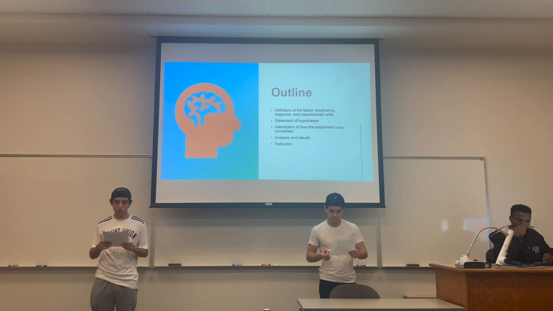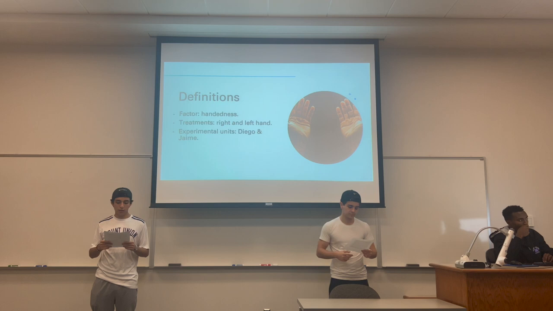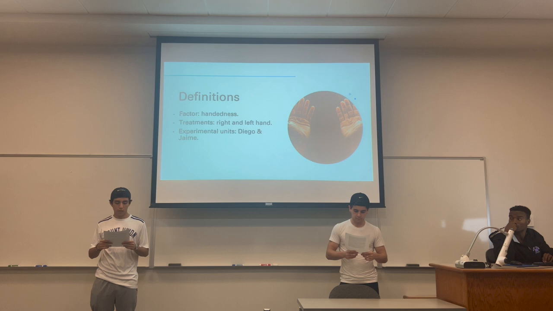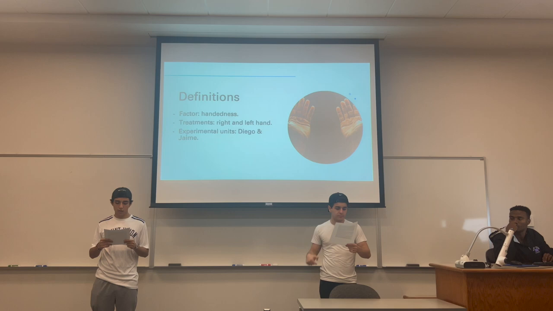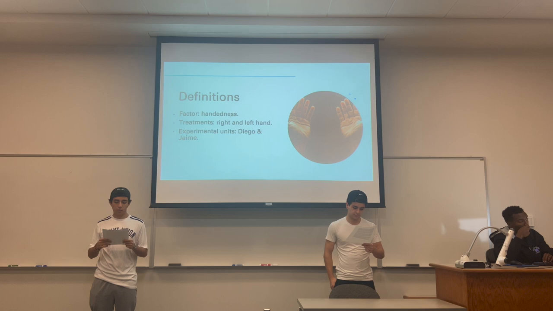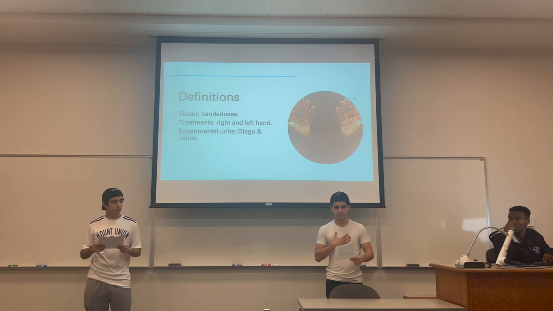Definitions and terms. Before we begin, let's define some key terms. Our factor is handedness with two treatments, right hand and left hand. Our response variable is the score achieved on the Human Benchmark aim trainer task, which measures hand-eye coordination and reaction time. Our experimental units are the participants in our study, which includes my partner and myself.